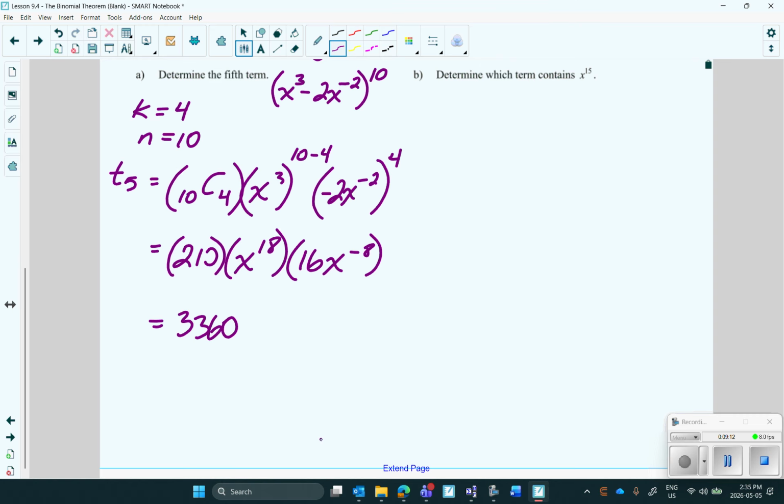And then x to the 18th times x to the negative 8. This is going back to grade 9 or grade 10. X to the 10. Good. Well done.